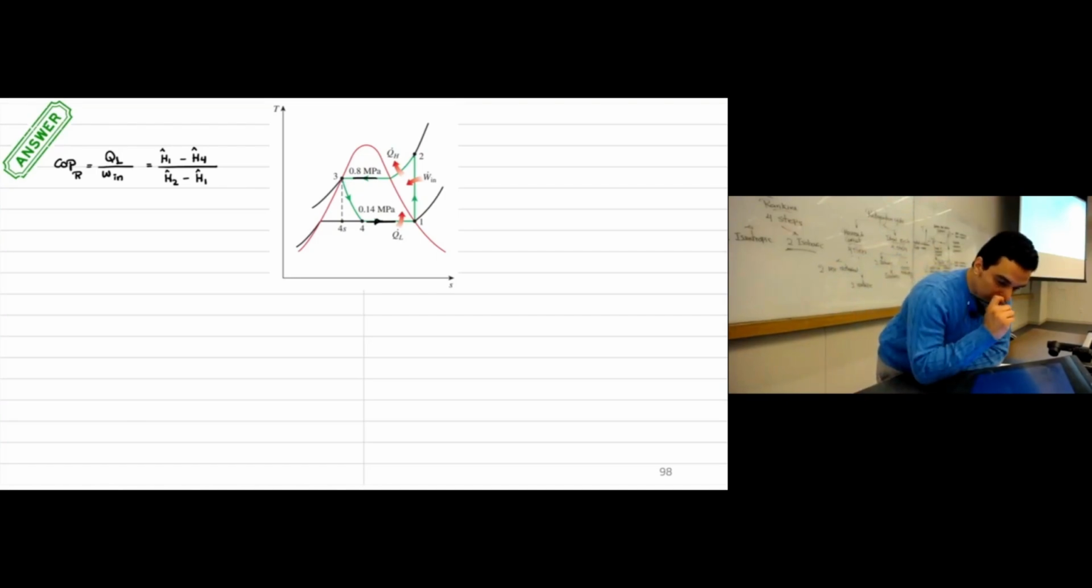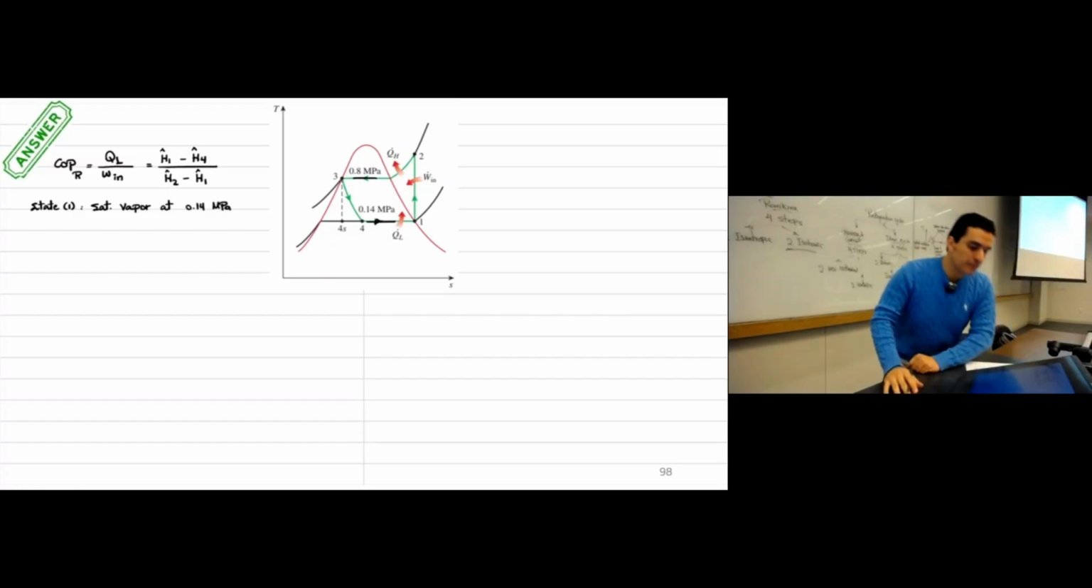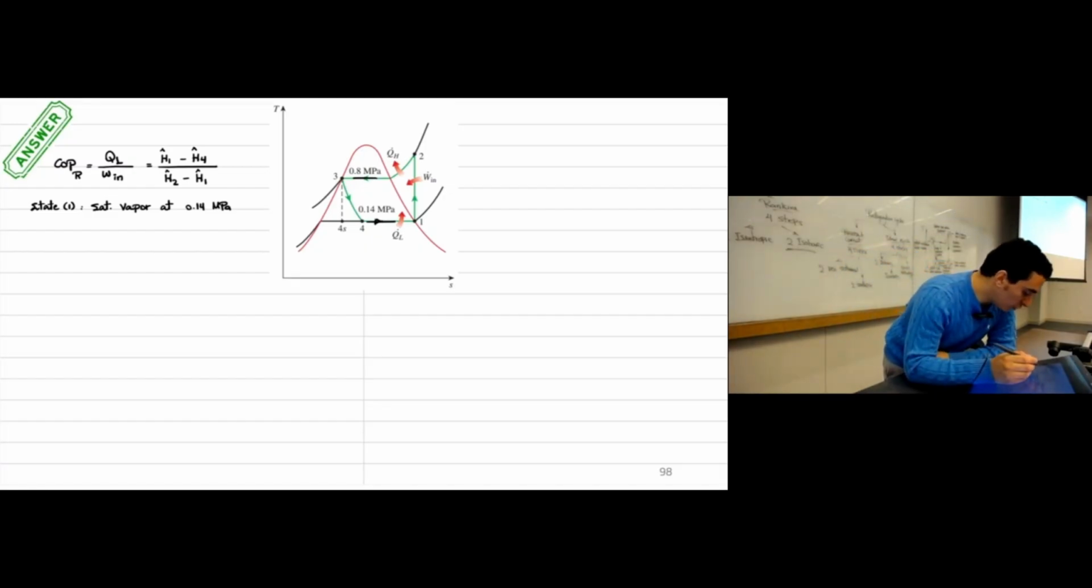Okay. So now if we start with the points, we can start with point number 1, state 1. State 1, this is saturated vapor at 0.14 megapascal. So this substance is saturated. We know the pressure. So you can go to the appendix for this refrigerant. By the way, this refrigerant is not water. So there are other tables for this one or figures. But anyway, I will make sure that you have it through the appendix.